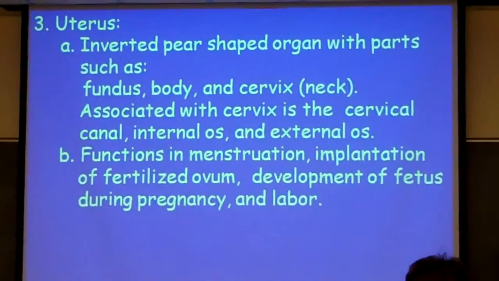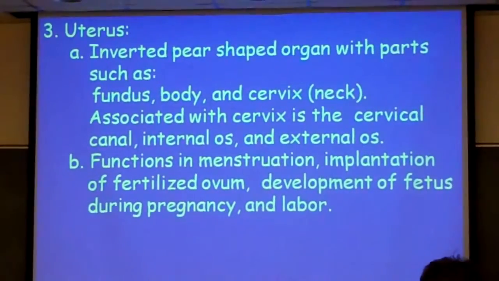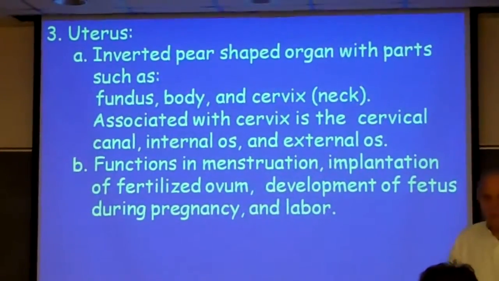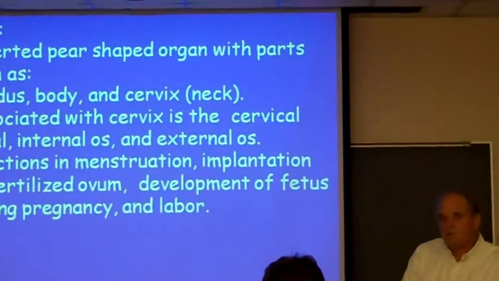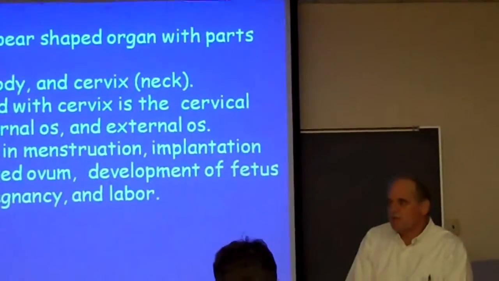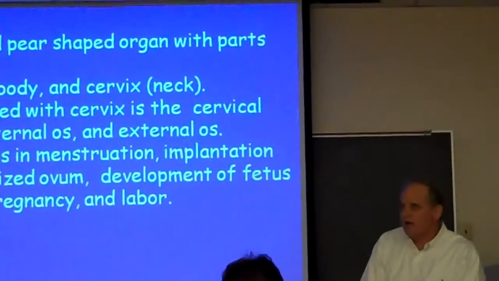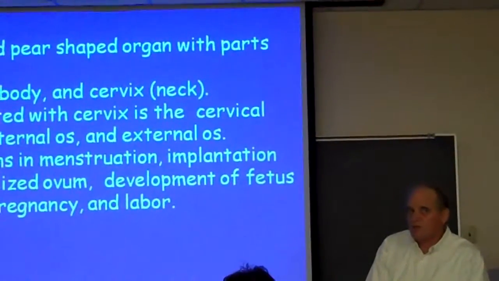All right. So now, how many of you know what they look for in a Pap smear? What's one thing they look for in a Pap smear? What's that called? If the cells are abnormal, what do they call it? Does anybody know? Cervical dysplasia.